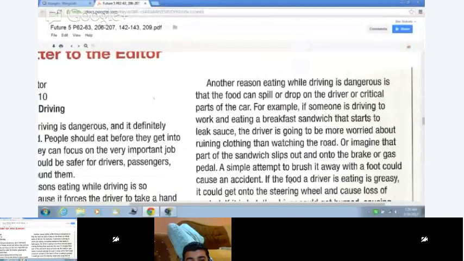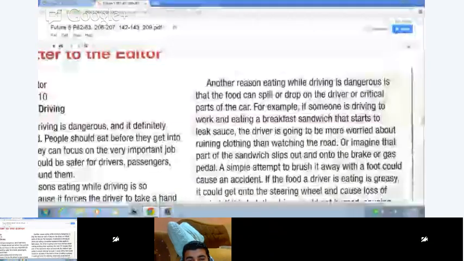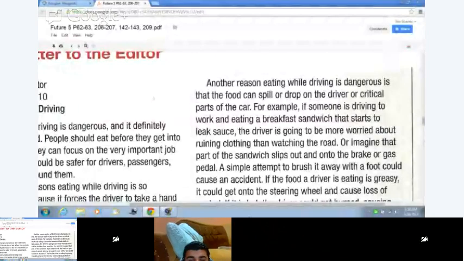What is another reason he gives for not allowing food to be in a car? The food can spill or drop on the driver. Okay, yeah. It can drop on the driver or even on the car. And now he gives examples why this is dangerous. What's one example that he gives on why this is dangerous?